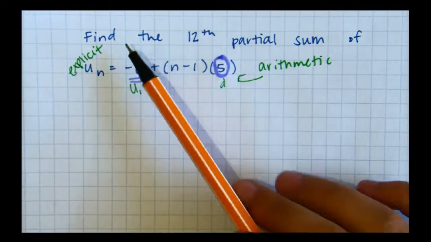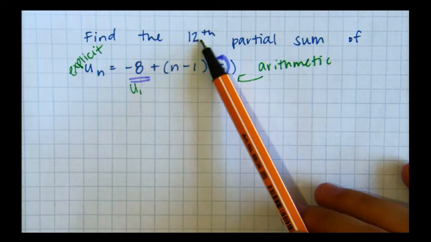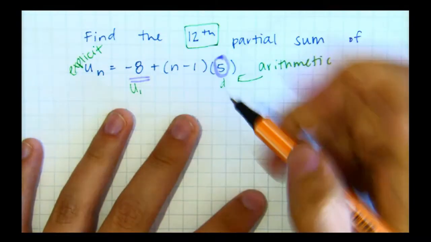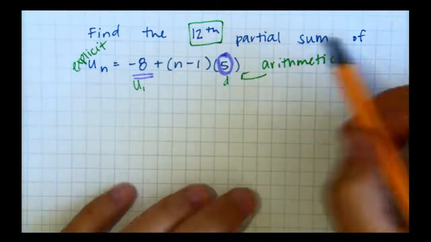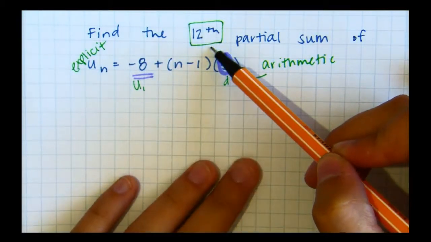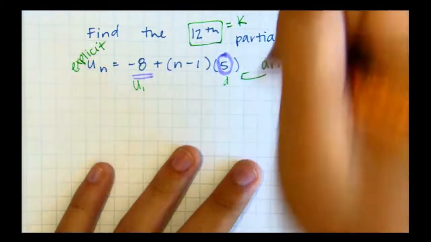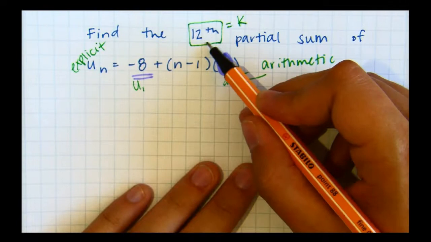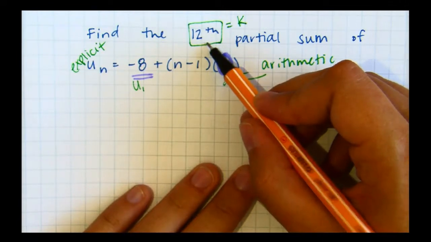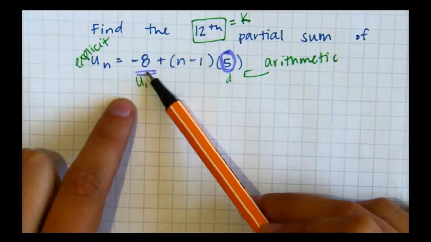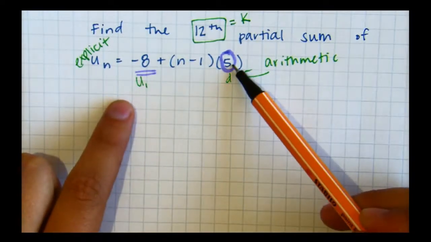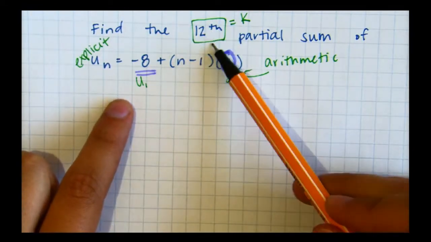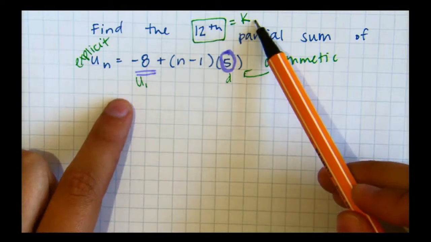Let's look back at the question. Find the 12th partial sum of the sequence. When I see this 12 here, the 12th partial sum, that 12 is telling me the term to end on. So my last term, or my term number, is going to be 12. So k is equal to 12. So these are the things that I know. My first term is -8, my difference is 5, and the last term that I'm adding to is the 12th term. That's going to equal k.